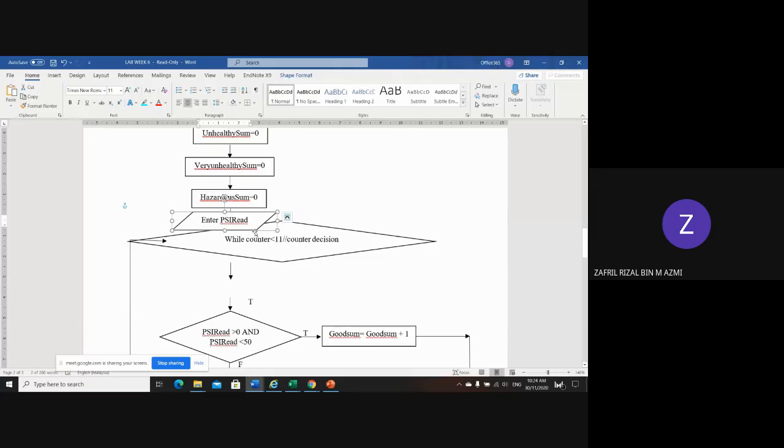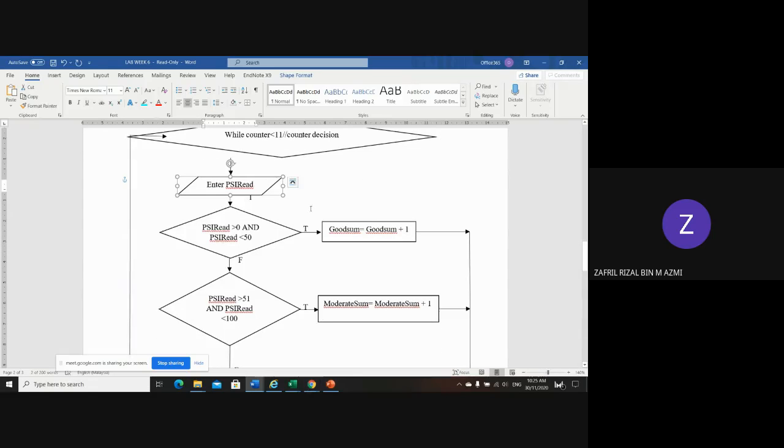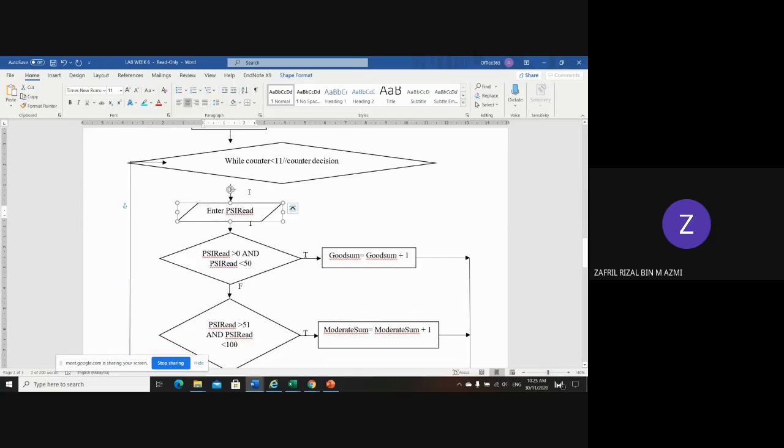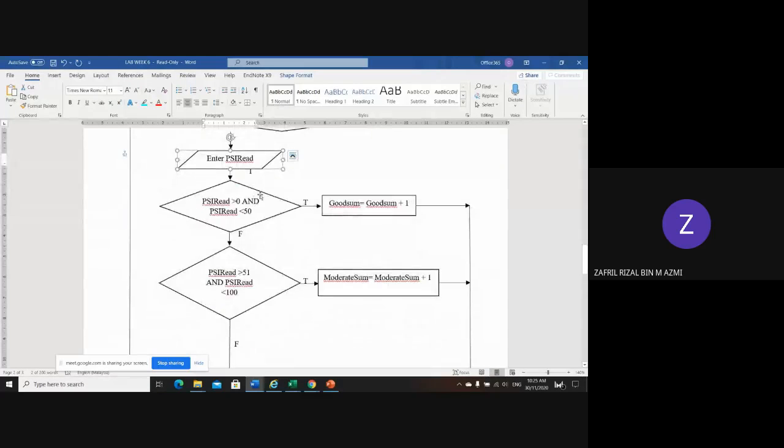If you put it over here, it means you can only enter the input one time. In this case, we need to repeat it 10 times, so you cannot put it outside. You need to put it within the loop body. So this is the loop body. And then after getting the PSI value, we check with the decision.